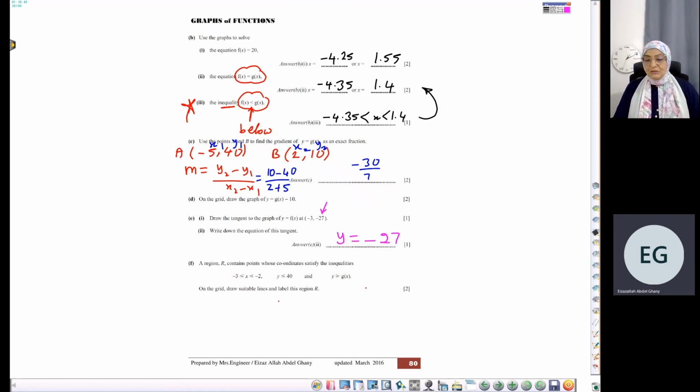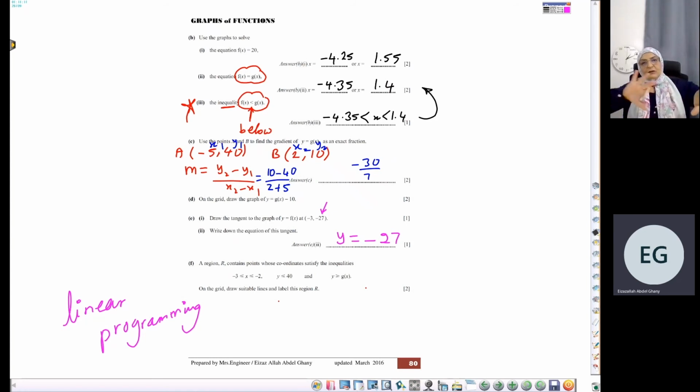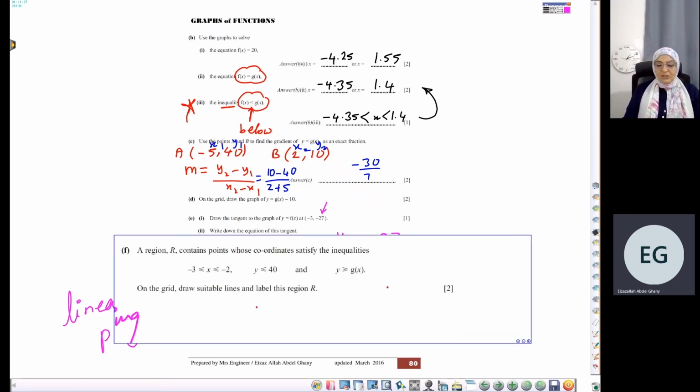There is a question which is related to a lesson which we call linear programming. I'll explain it in one of the next videos. And it's all about drawing lines and then shading the unwanted region. You shade the unwanted region, and then there is a white region which is not shaded. This will be the wanted region. Okay, so let's read. And how did we know it is the linear programming chapter?